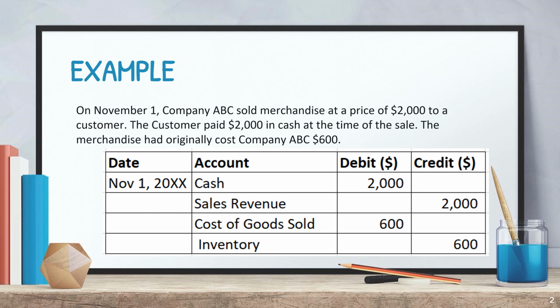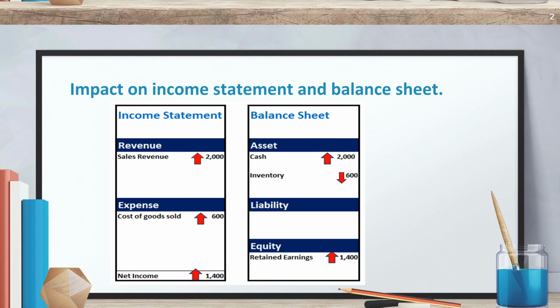Finally, we need to credit the inventory account for $600. This credit entry represents a decrease in the value of the inventory, as it reflects the merchandise that has been sold. Great! We've completed the journal entry.